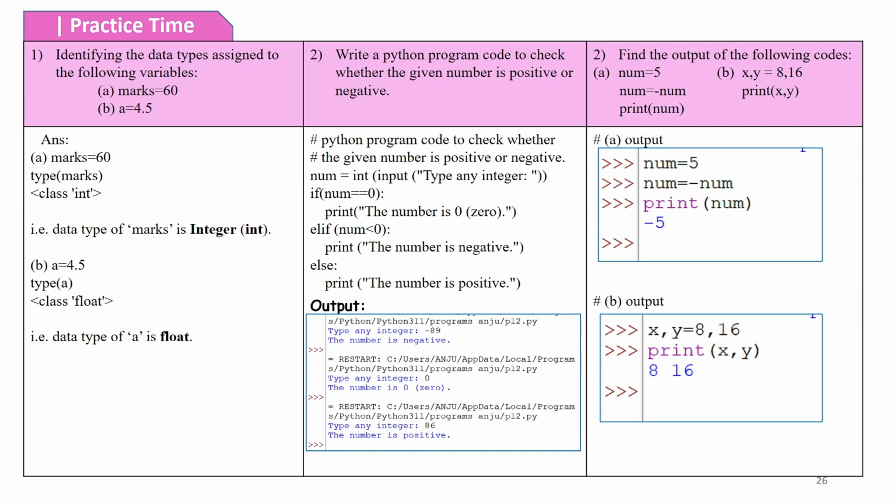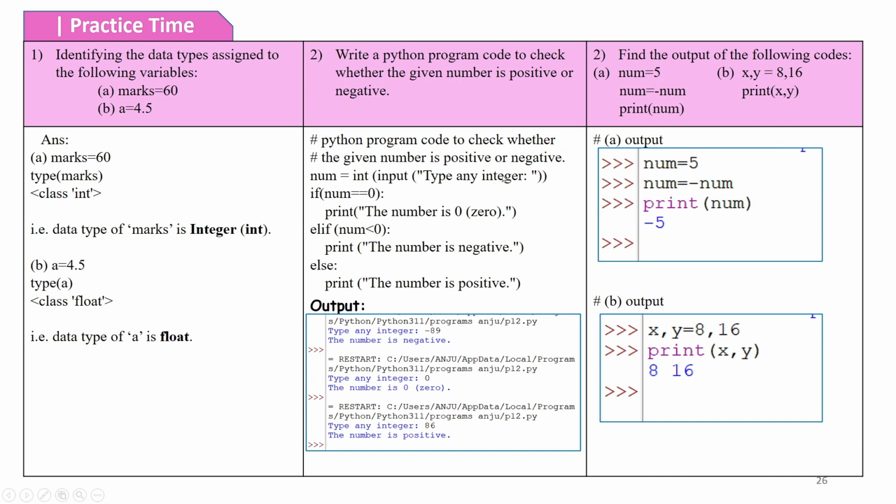Obviously, all the numbers that are above 0, or more than 0, are positive numbers, and the numbers which are less than 0 are negative numbers. So I have written the code in Python. These are comments with hash: Python program code to check whether the given number is positive or negative. Number equals integer input, type any integer.